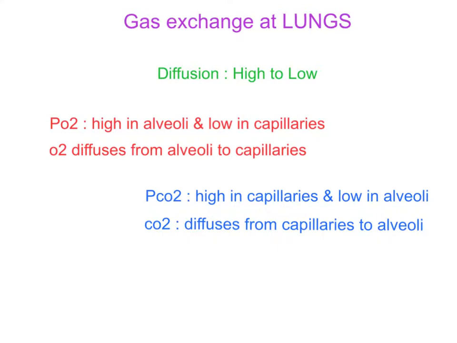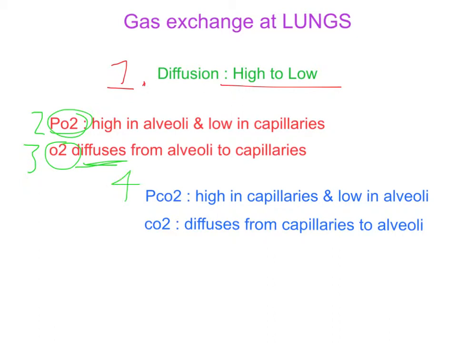So to break that down into an actual exam question answer, basically we want five points. Number 1, mention that diffusion goes from high to low. Number 2, talk about pressure of oxygen, that it's high in the alveoli and low in the capillaries, as we've just found out. Number 3, say where oxygen then diffuses. So oxygen diffuses from the alveoli into the capillaries.